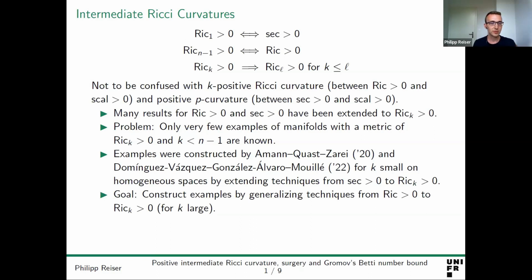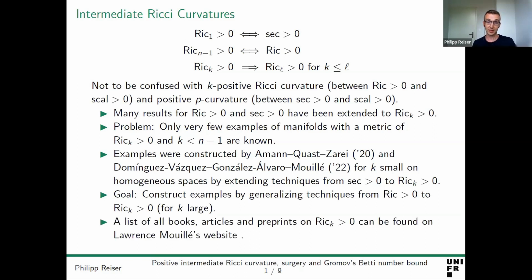And what I also want to advertise is that there exists a full list of books, articles, and preprints that contain anything about Ricci k positive, and it's on the website of Lawrence Moyer. And at least for me, it has been very helpful, and I want to advertise this a bit.